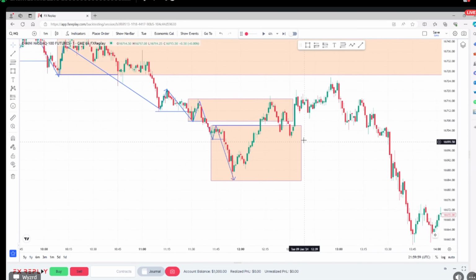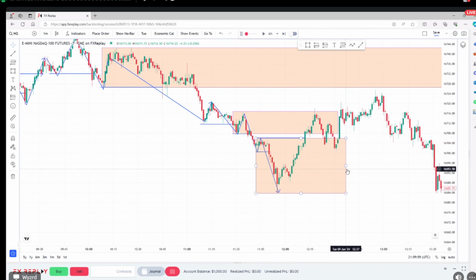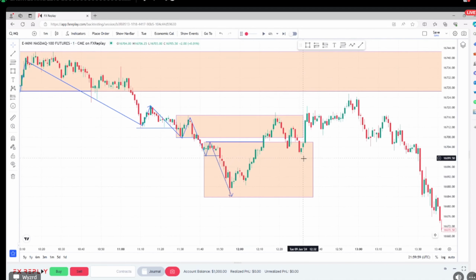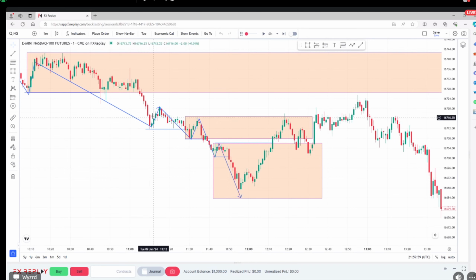But continue on. As you can see, we broke structure up. We got our 50% out of here, but then we come back and we retested this zone almost to our 30%. I usually like to see 30%. Like I was saying earlier, anywhere you can see we're rejecting out of a zone, you can take an inverse out of it.